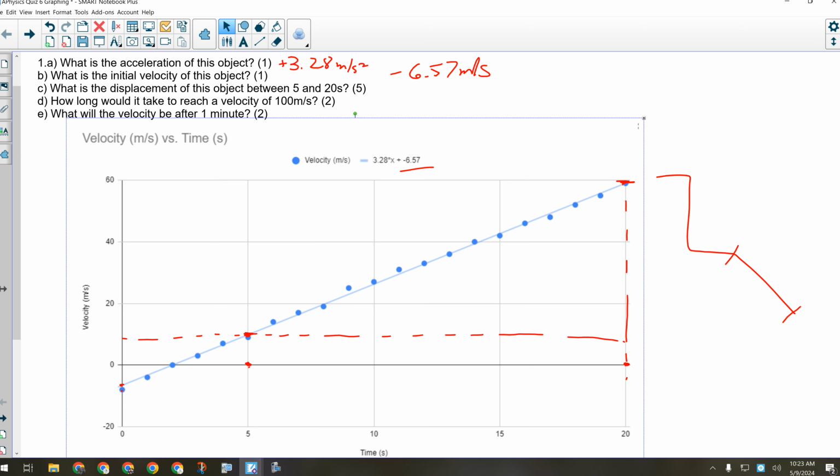And then I could use the same logic here. I would plug 20 in for x, and that would give me the height here. But is that the height of the triangle? It's not. I would have to subtract what I calculate here so that I only get the height of the triangle and not all the way down to the x-axis. Everybody follow me there? Just geometry stuff, but it's things we have to watch out for. So the first calculation we're going to do: y equals 3.28 times 5 seconds plus negative 6.57 meters per second.